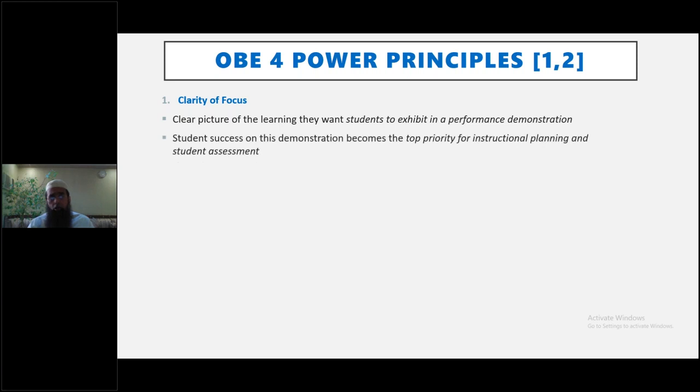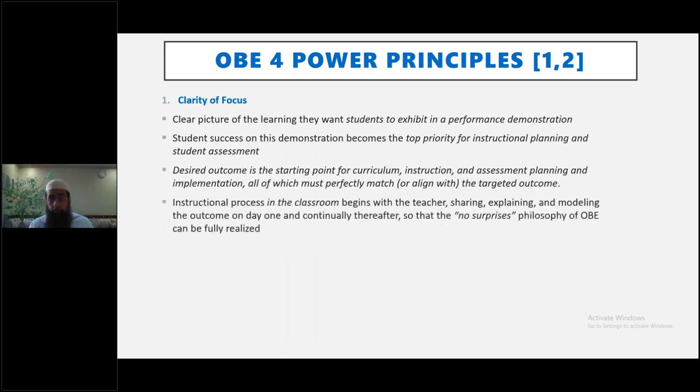So we talk about clarity of focus being the number one power principle when we talk about outcomes. We're talking about culminating outcomes here. So we need to have a clear picture of the learning that we want students to demonstrate. And then that is the top priority for instructional planning and assessment. So the culminating outcome becomes the starting point for curriculum, instruction, assessment planning. All of them should be aligned. So these are very key aspects of OBE.